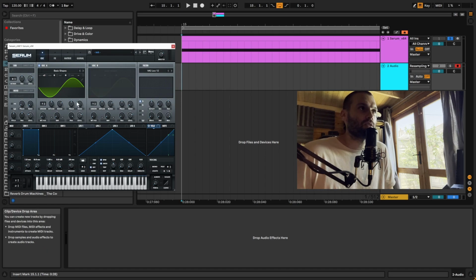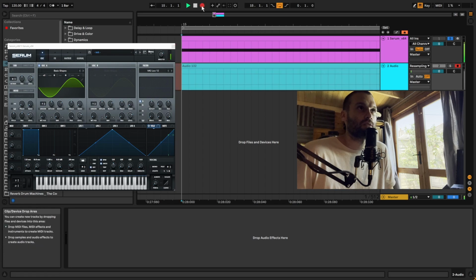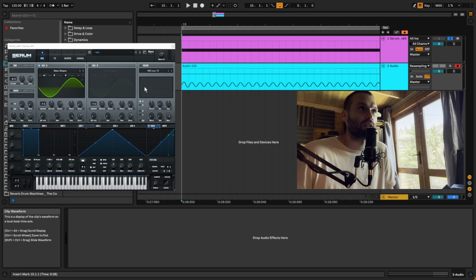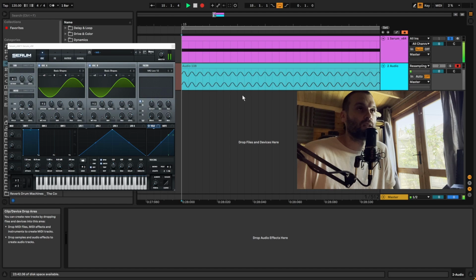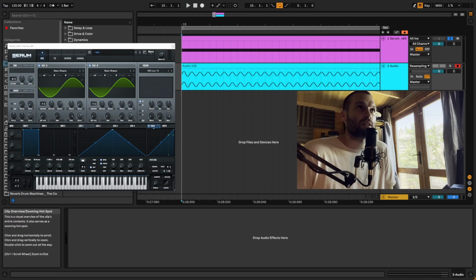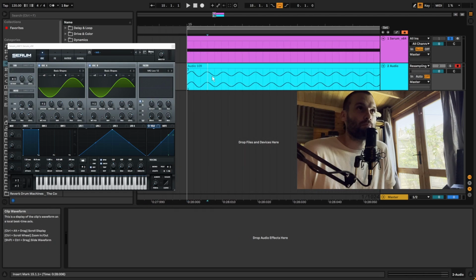Okay, so if I just solo this right channel here and hit record, we can see the sine wave in the right channel. If I turn on the left channel and hit record, we now see the sine wave on the left channel. And these two sine waves are perfectly in phase with each other. What that means is the peaks and the troughs of the left and the right channel are lining up perfectly.